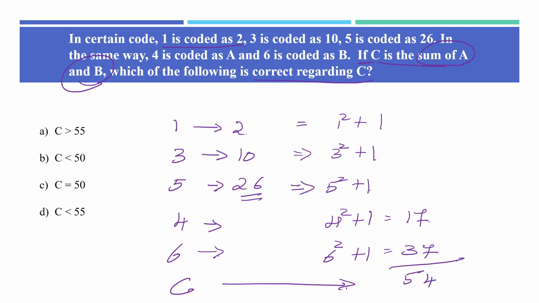Which of the following is the correct reading of C? C is more than 55? No. C is less than 50? No. C is equal to 50? No. Obviously, it is C, which is less than 55.